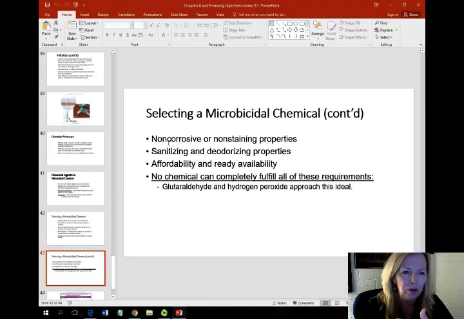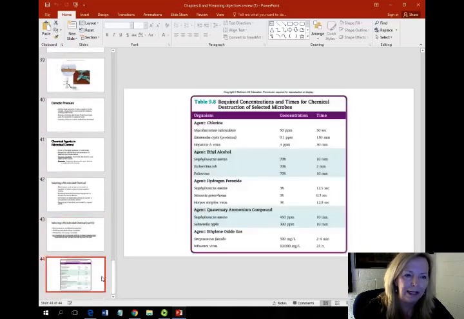We want it non-corrosive and non-staining. We want it to have sanitizing and deodorizing properties, which is self-explanatory, I guess. And then affordability is important to think about. Is it available? Is it affordable? Is it something we can sustain and keep going? No chemical is going to be perfect for all of these things, so there's always going to be something that you're having to weigh. No chemical or physical agent is going to be completely safe, and you're going to have to think about those things before making a decision.